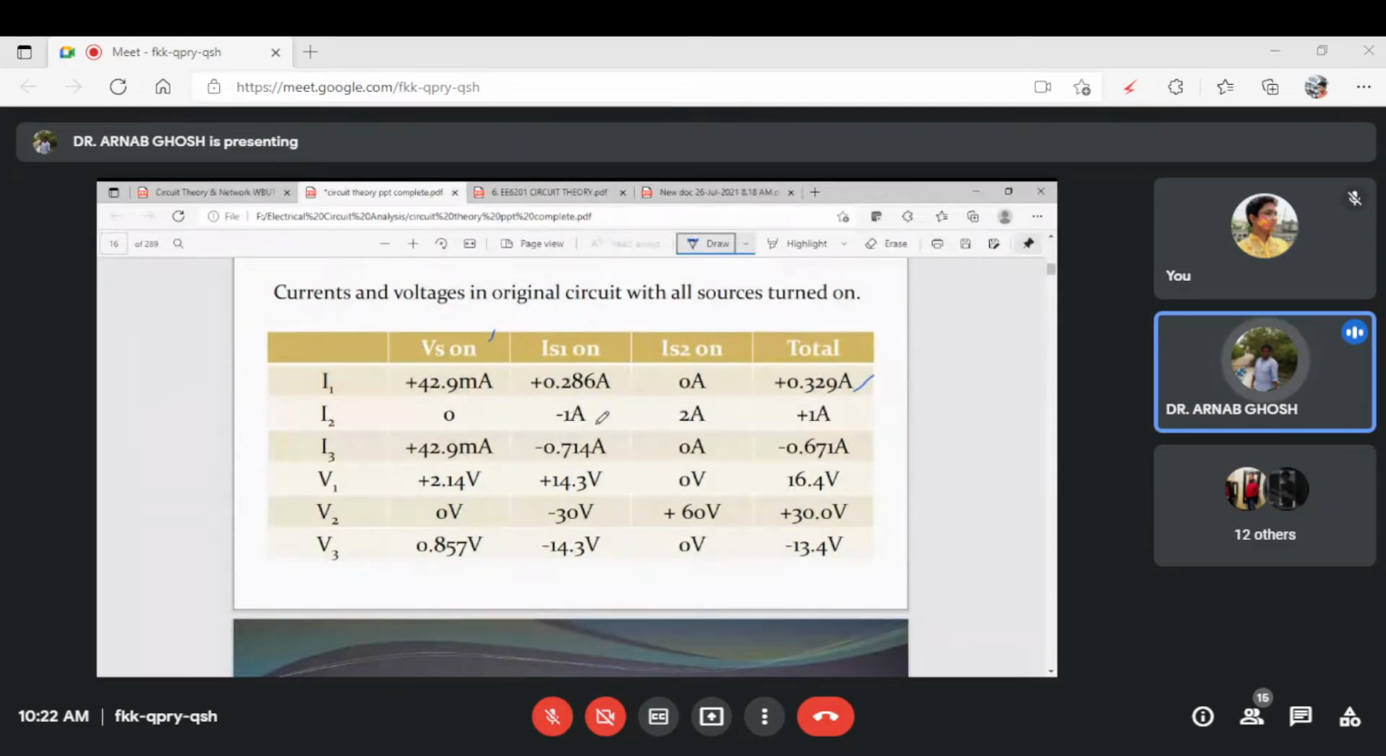See, if it is minus, we are considering this as minus. So here there is 1 ampere, 2 ampere, minus 1 ampere. So this is 1 ampere. Similarly here minus 0.714 ampere plus 42.9 milliampere. So you are getting this as minus 0.671 ampere. Same for the voltages. Okay, so what does this minus sign indicate? The minus sign indicates that the polarity must be reversed.